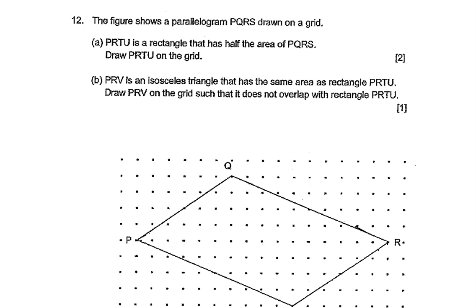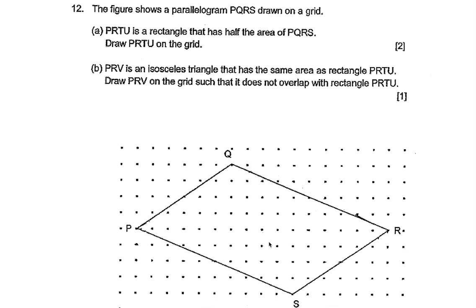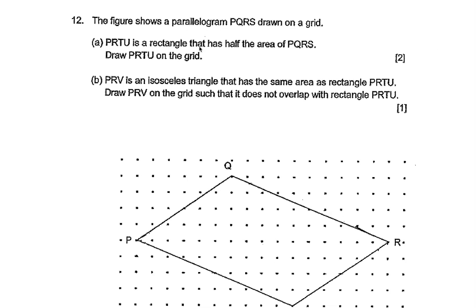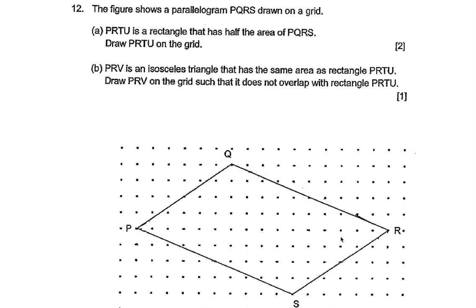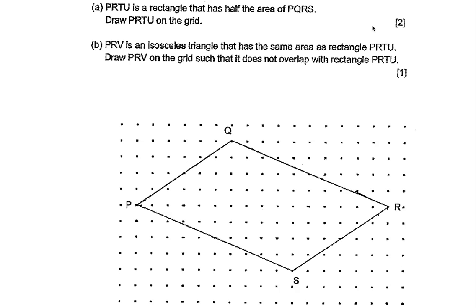Now to find the area of the parallelogram, because we need to draw a rectangle that's half of the area of the parallelogram. The formula is height times the base, or base times height.